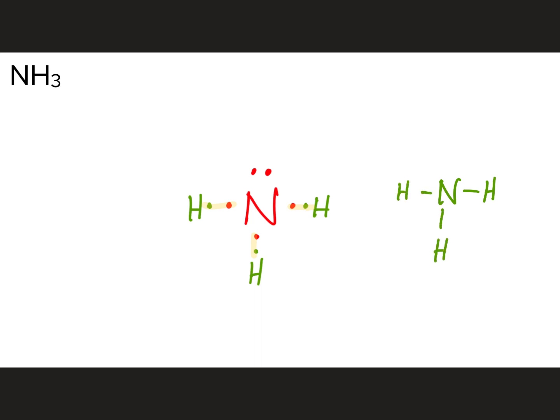The hydrogens each have 2, and then don't forget that the nitrogen still has its own pair on it that was not used. That lone pair on the nitrogen was not used in bonding, but it's still there, so we have to count it. And if we count total, there are 2, 4, 6, 8 on nitrogen, and every hydrogen again has 2, which is what it wants.